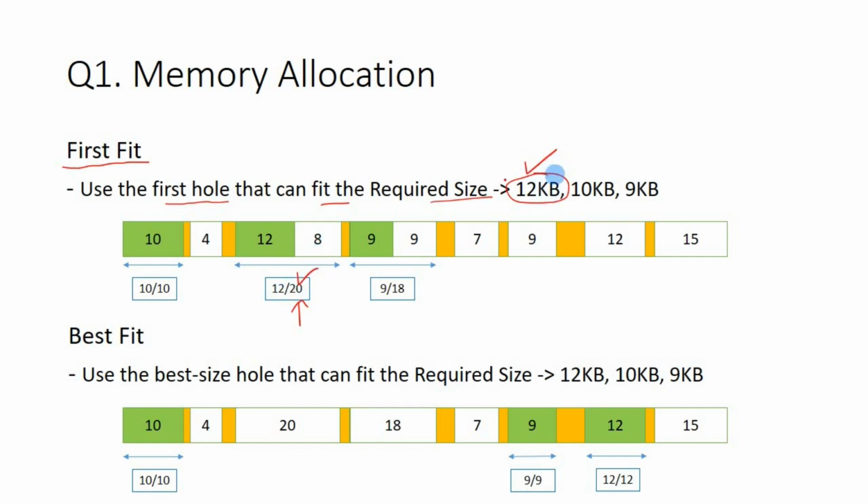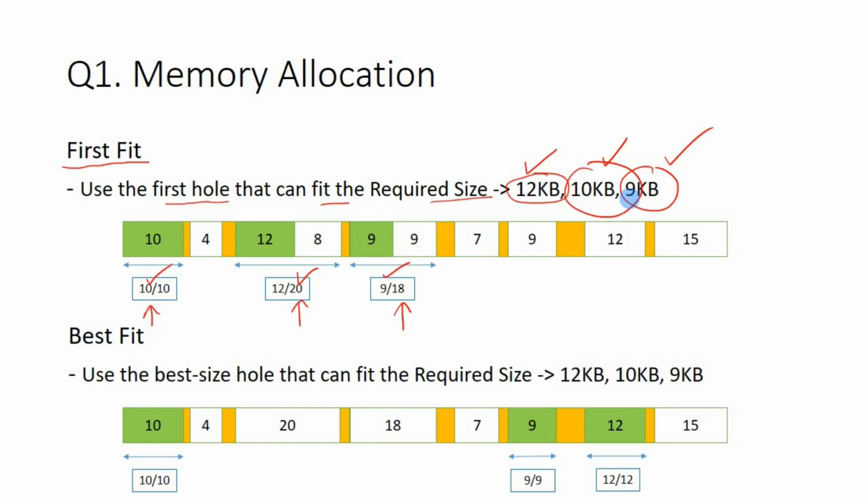Then for the 10 kilobyte, again I start, and I see that the first hole itself has 10 kilobyte of space, which is what I want. So that is also done. For the 9 kilobyte, I will check through. Here is already full, here is only 4, then 8 is not big enough, and then I come to the next block, which is 18. Out of the 18 I can take 9, and the remaining will be 9. So this was also done.